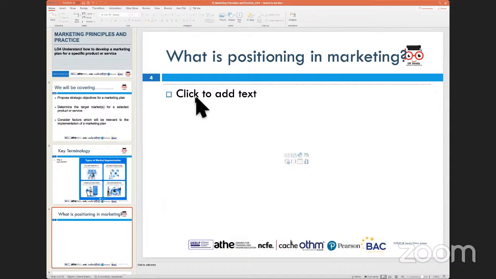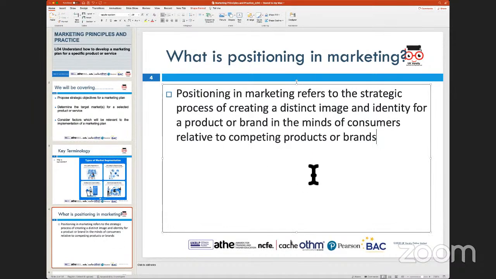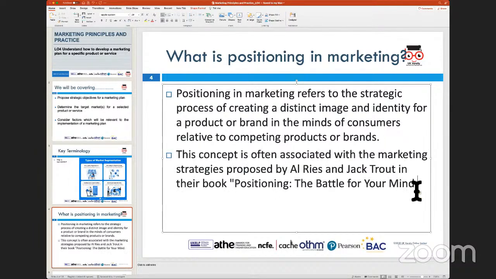And this particular concept was introduced by Al Ries and Jack Trout in their book called Positioning: The Battle for Your Mind. And this is a key part which is now very well accepted. And I'll put this across here as well, just as a reminder. So this was a concept introduced by Al Ries and Jack Trout, and they introduced this concept called positioning, the battle for your mind.